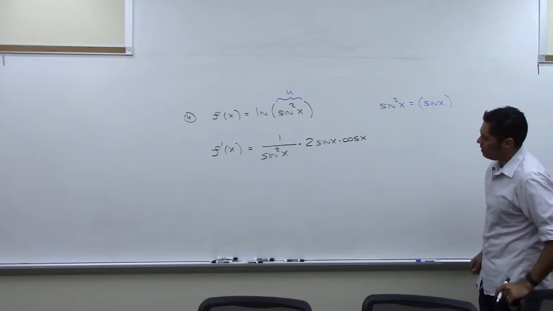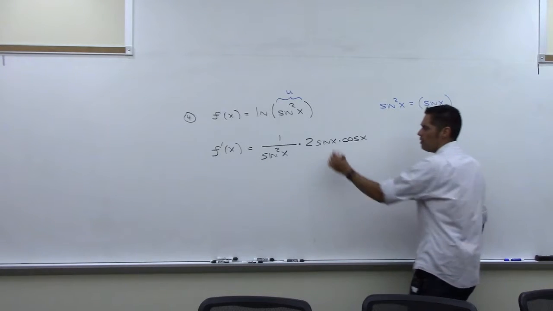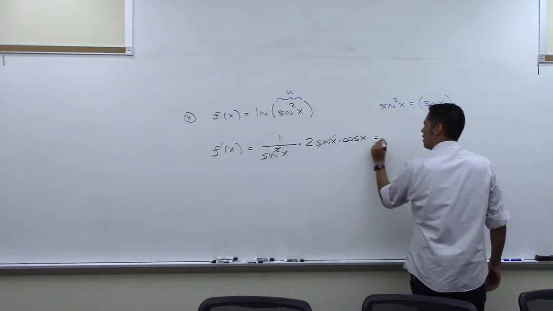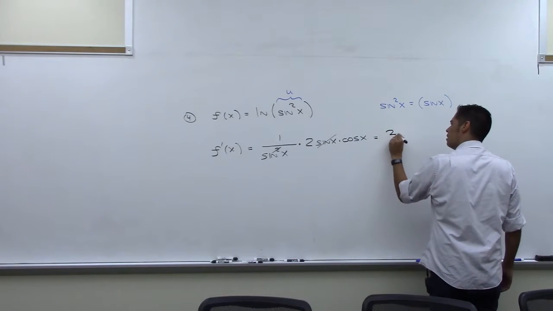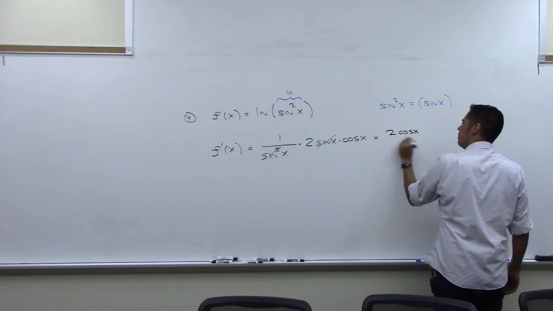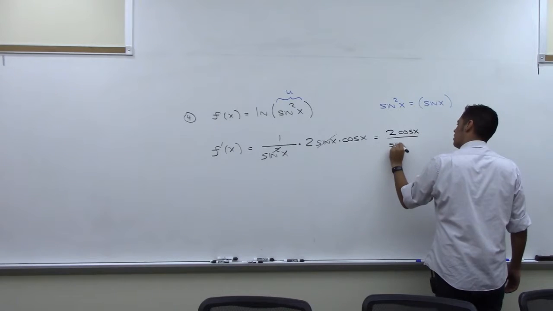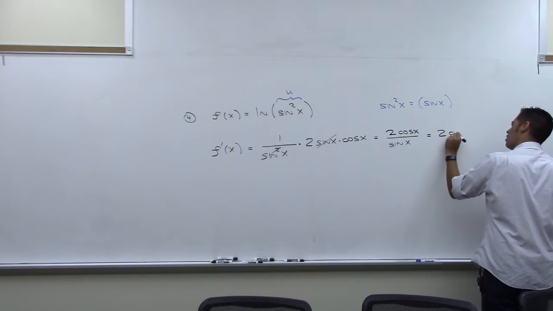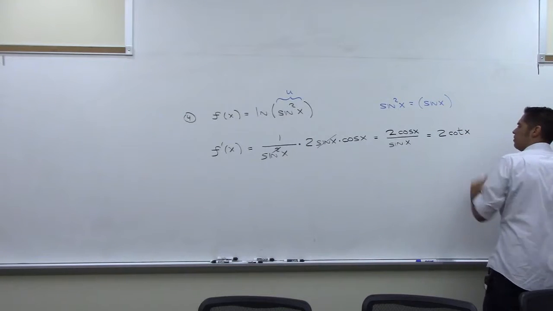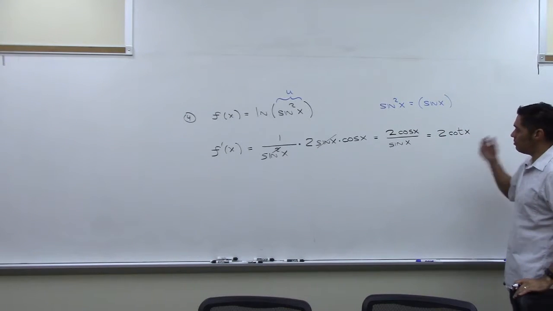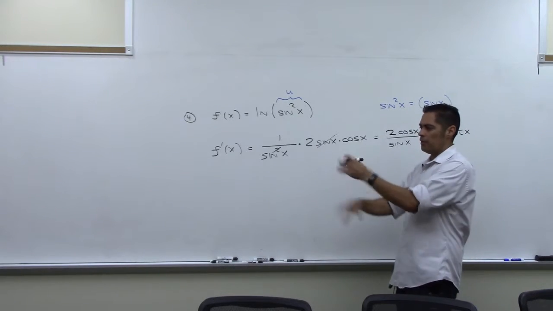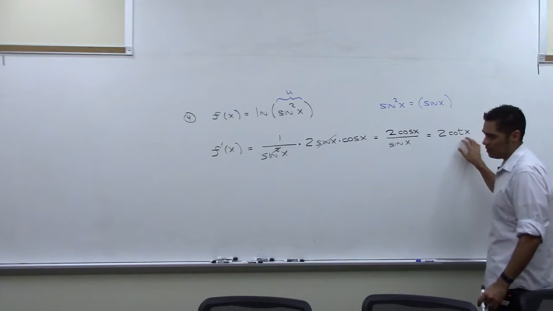And if you clean things up here, you'll notice that one factor of sine cancels out with one of the factors there. You just get 2 cosine x on top, and a single sine x on the bottom. And that's 2 cotangent x. Remember, cosine x over sine x is cotangent x. Sine x over cosine is tangent, so if you flip it, it's cotangent. So that's what we get.